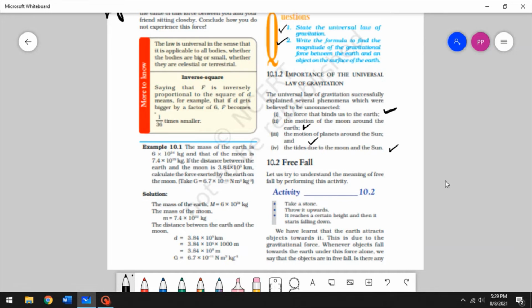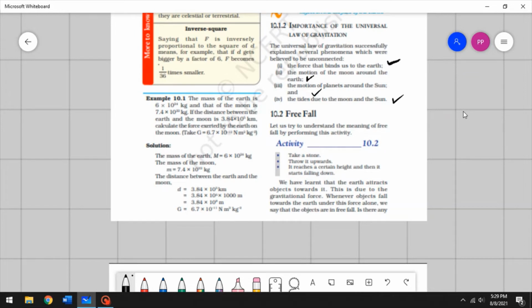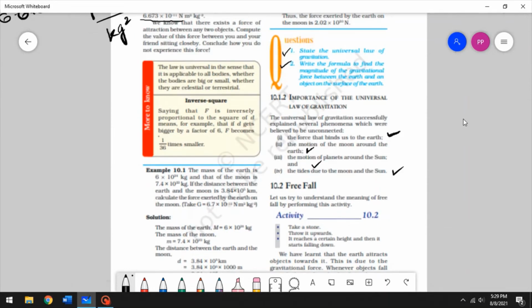And the tides due to the moon and the sun, because of the gravitational force, the tides go higher when the moon is closer to the earth, and they are lower when the moon is farther away from the earth, right? So with that, we finished the primary part of gravitation, and now we have free fall.